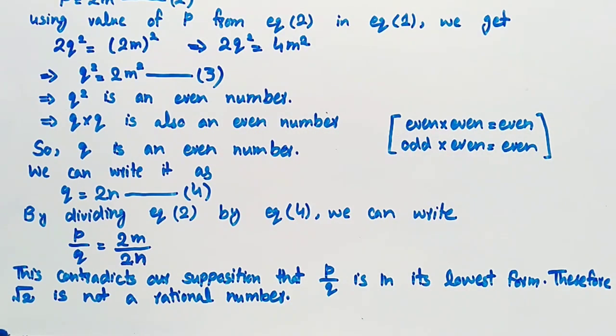If square root 2 is not a rational number, then it is an irrational number. Hence, we have proved that square root 2 is an irrational number.